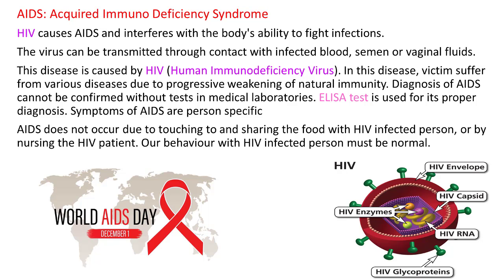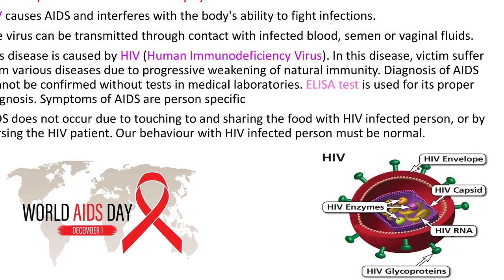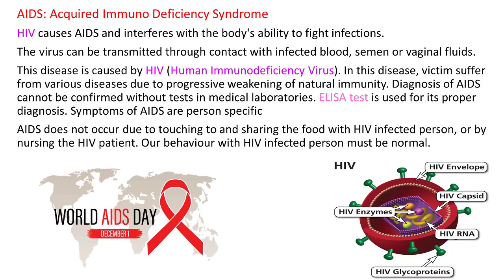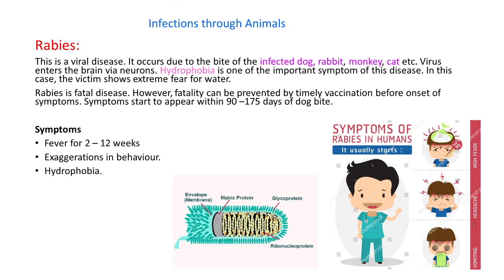You can see here in this picture, 1st December is celebrated as World AIDS Day and there is a symbol for it, the red ribbon which is crossed. In this picture you can see the HIV virus. The main genetic material is HIV RNA, which is covered by the HIV envelope made up of HIV proteins.